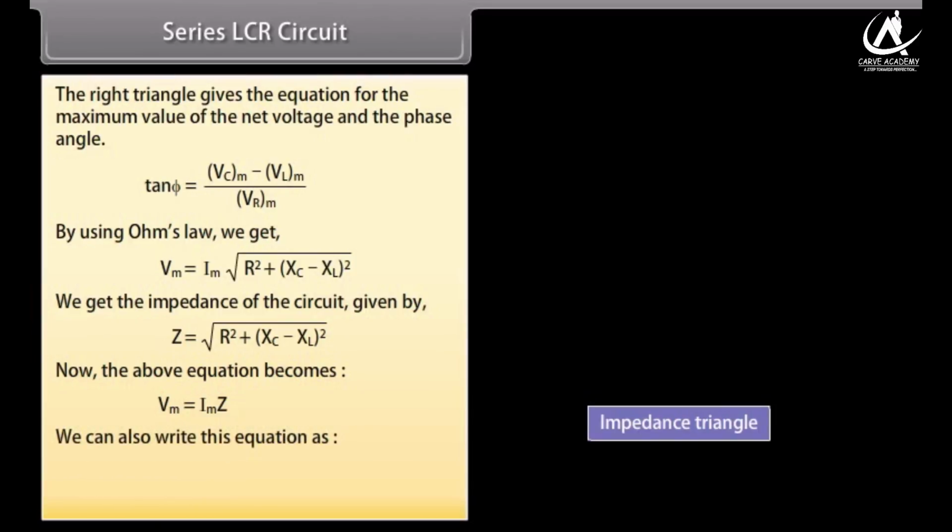We can also write this equation as Im = Vm upon Z, or IRMS = VRMS upon Z.